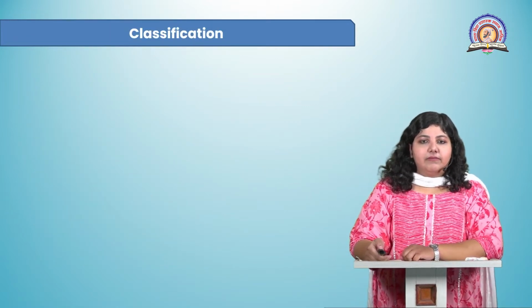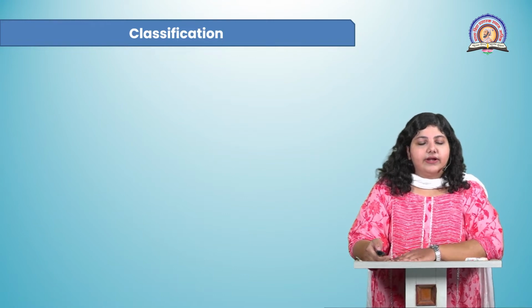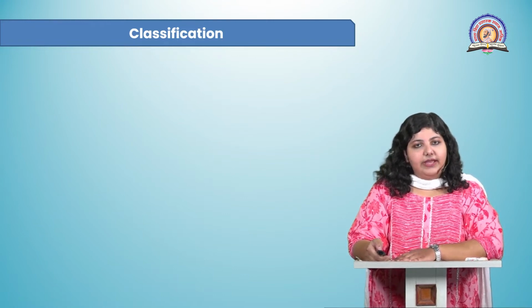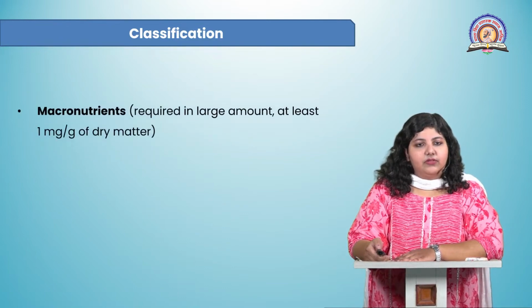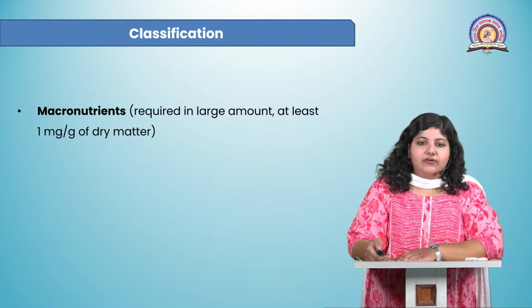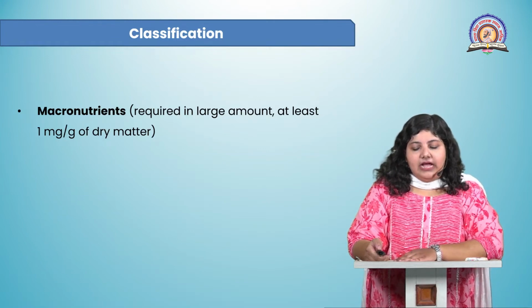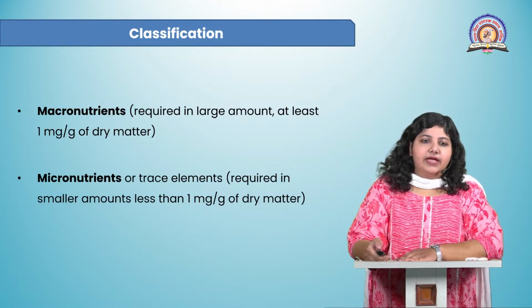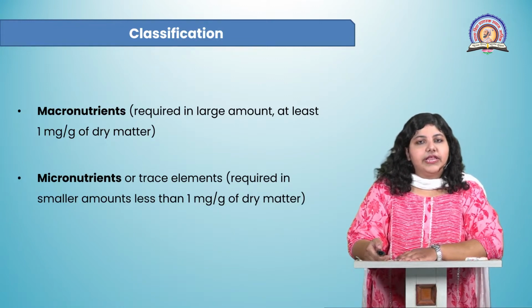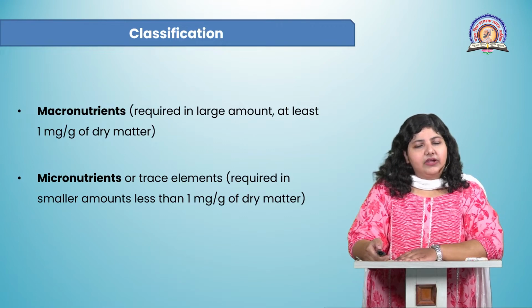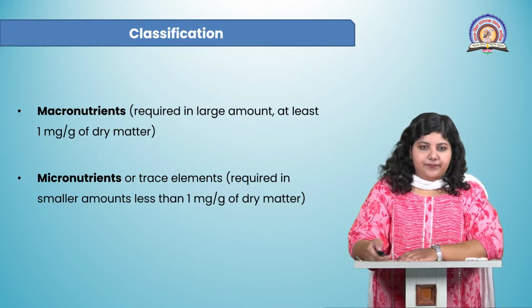Now these mineral nutrients which are required for the plants are classified into two main categories, known as macroelements and microelements. Let us see what those are. Macronutrients or macroelements are required by the plants in large amounts, which can be at least 1 milligram per gram of dry matter. And the next category is the micronutrients or microelements. They are also known as trace elements and they are required in comparatively lesser amounts, which can be up to or lesser than 1 milligram per gram of dry matter.